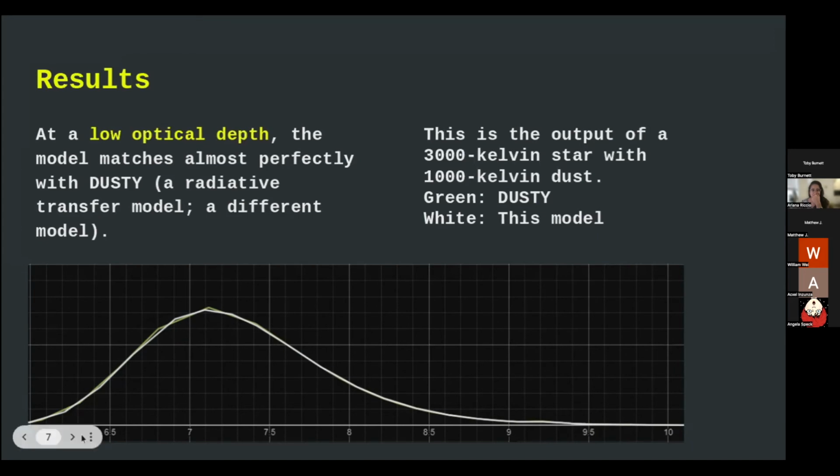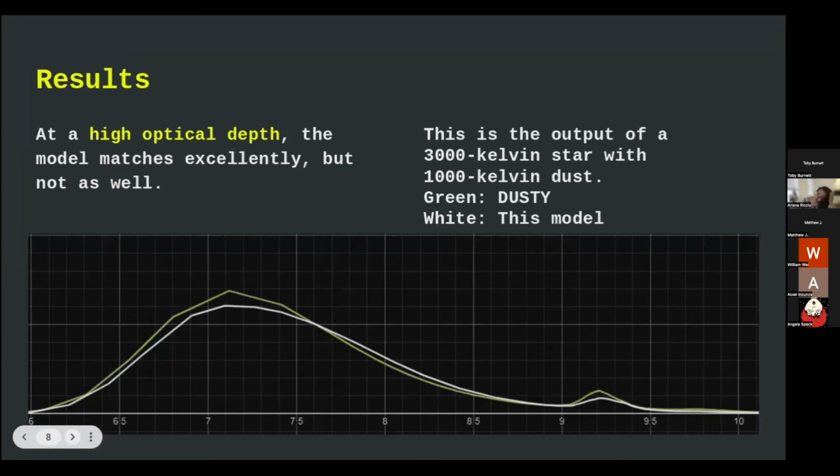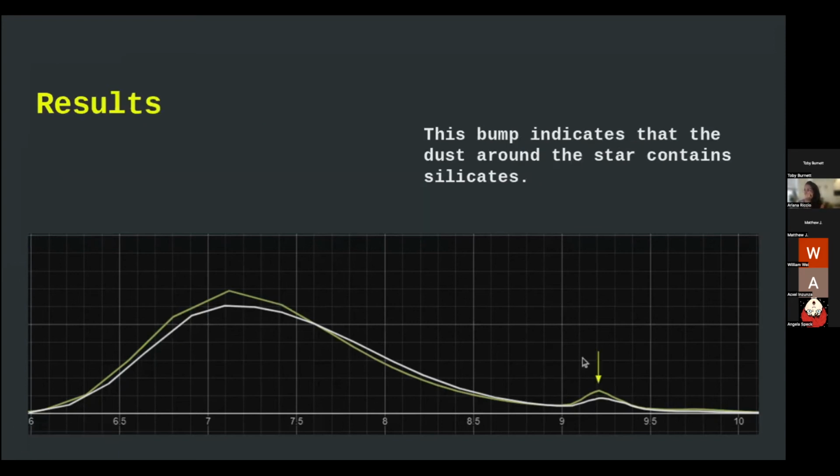At a high optical depth, the model matches excellently, but not as well. Same parameters, except the optical depth has been increased by a factor of 10. And this bump indicates that the dust around the star contains silicates.